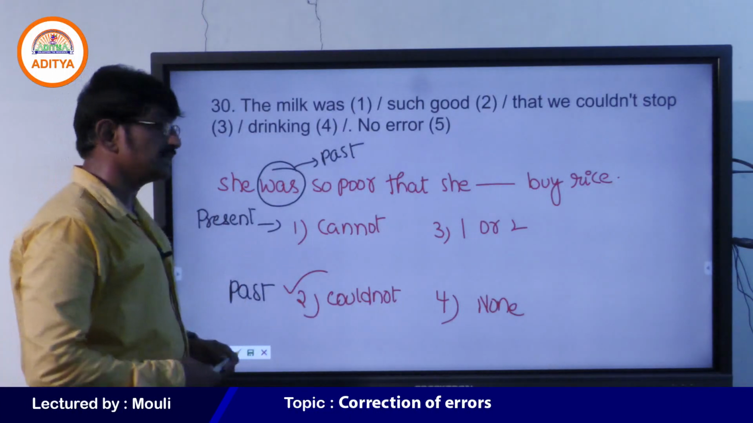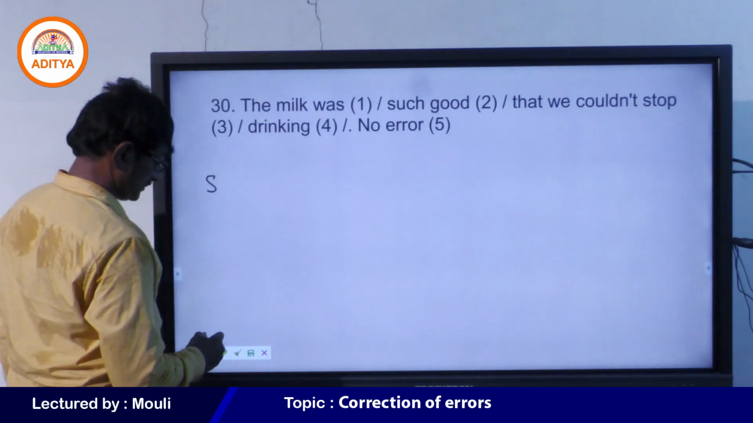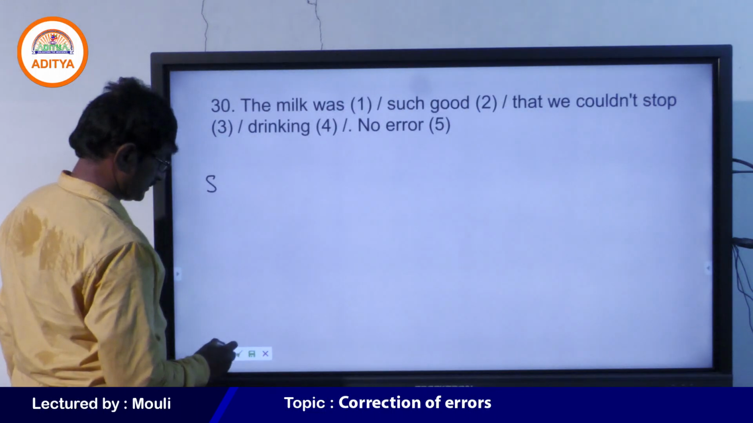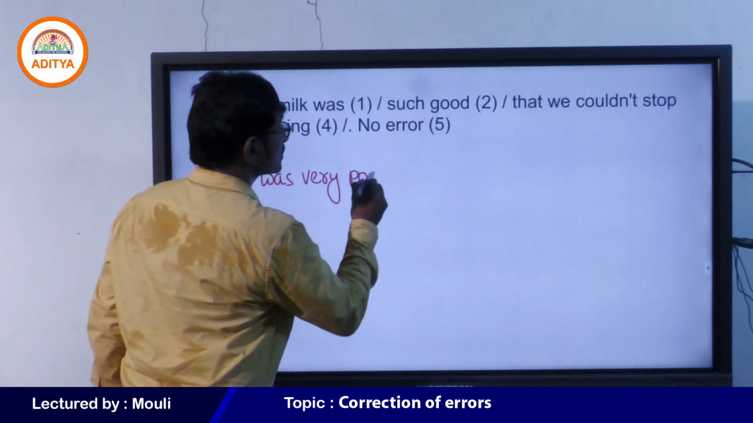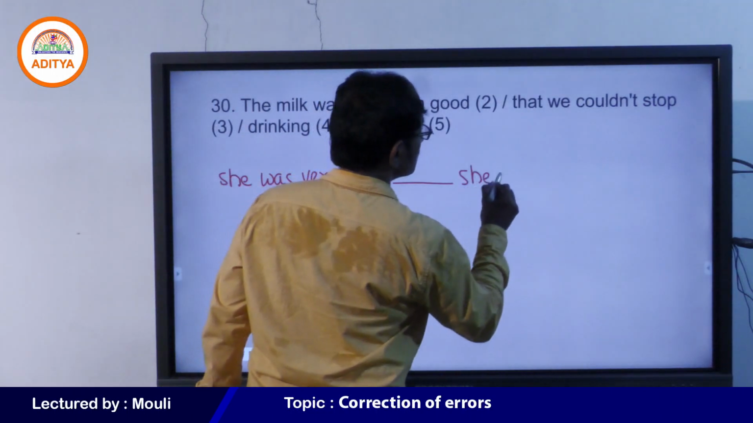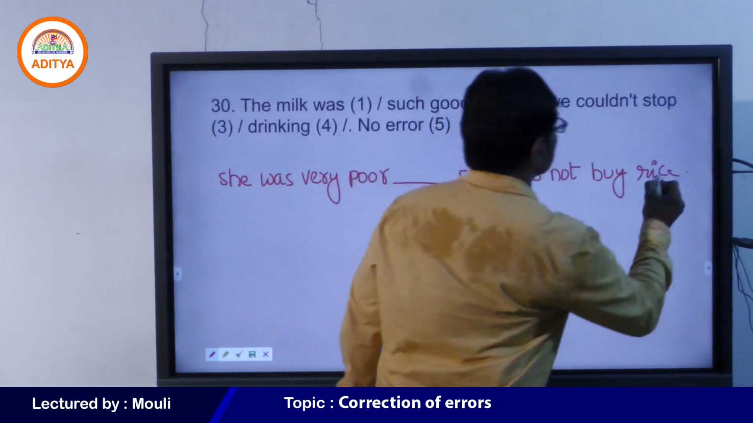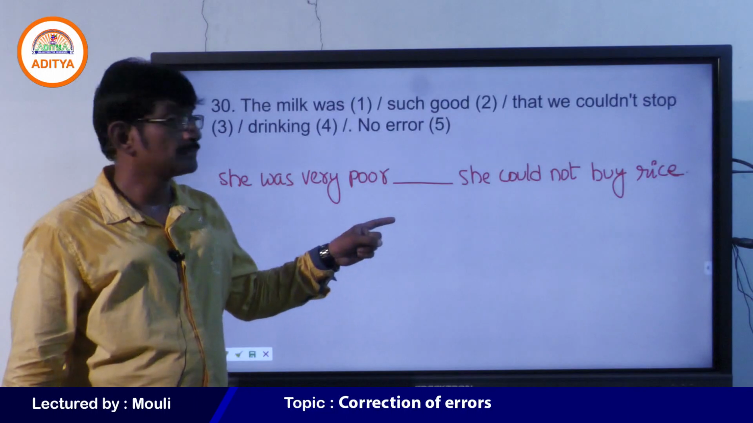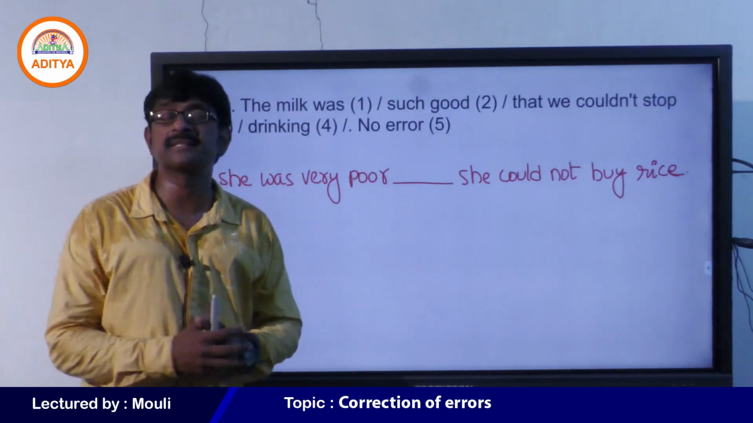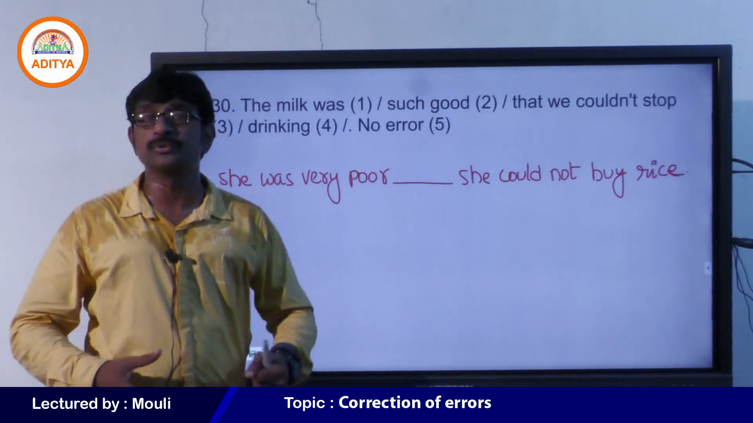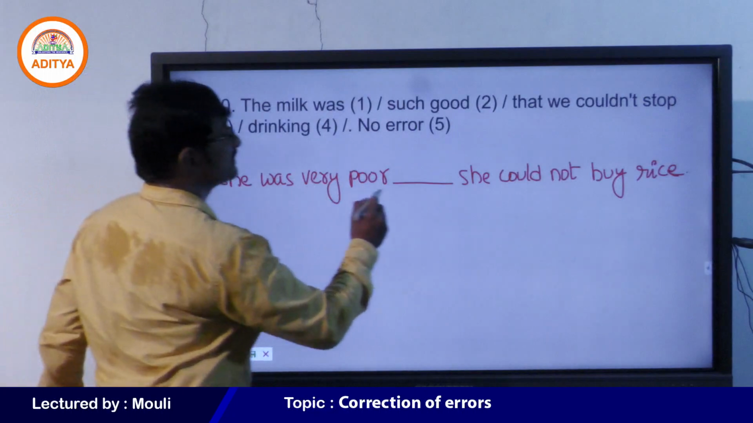Now let us see another one. Did you write this? Another also I will give you. Now you see, students, she was very poor. She could not buy rice. Very carefully you have to listen to this. Very, very important topics in competitive examinations and in your campus recruitment also. Such kind of questions are quite often asked. Now let us look at this. She was very poor. She could not buy rice.